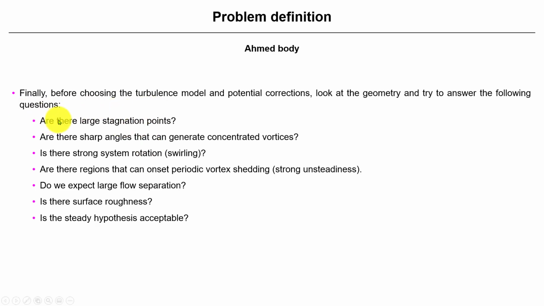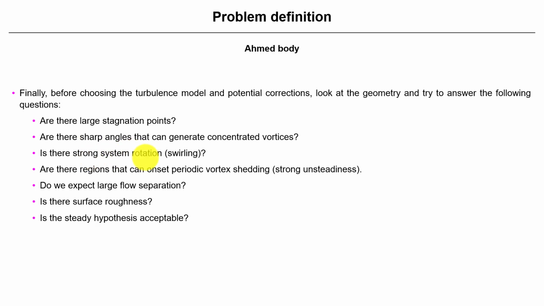So are there large stagnation points? Okay, look at the geometry and try to answer this question. Then, are there sharp angles that can generate concentrated vortices? Remember that we looked at this with the curvature correction. So this will be related to the production limiter, curvature correction, or even the choice of the turbulence model of the solver with the vortex generator case. Is there a strong system rotation, swirling effects that you might need to resolve? That means that you will need to use a more sophisticated model, okay, to take into account the anisotropic behavior or nature of the flow.